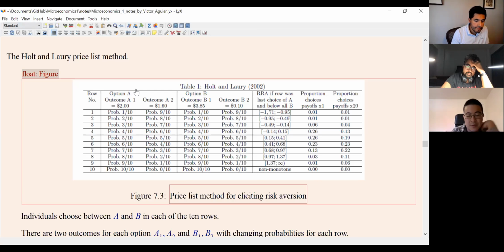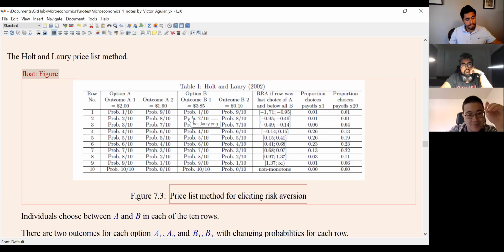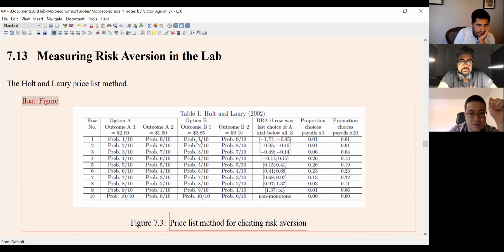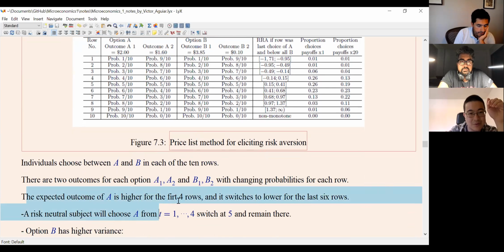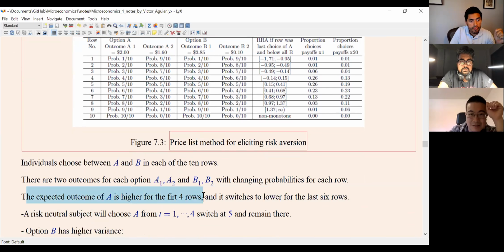I'm pretty confused about this experiment. So option A, say row number 1: you get a 1/10th chance of $2, and 9 out of 10 you get $1.6. And then B has a low chance. So the expected value is higher for A, at least in row number 1, for example. Yeah, for column A, the expected value is higher from row 1 to 4.